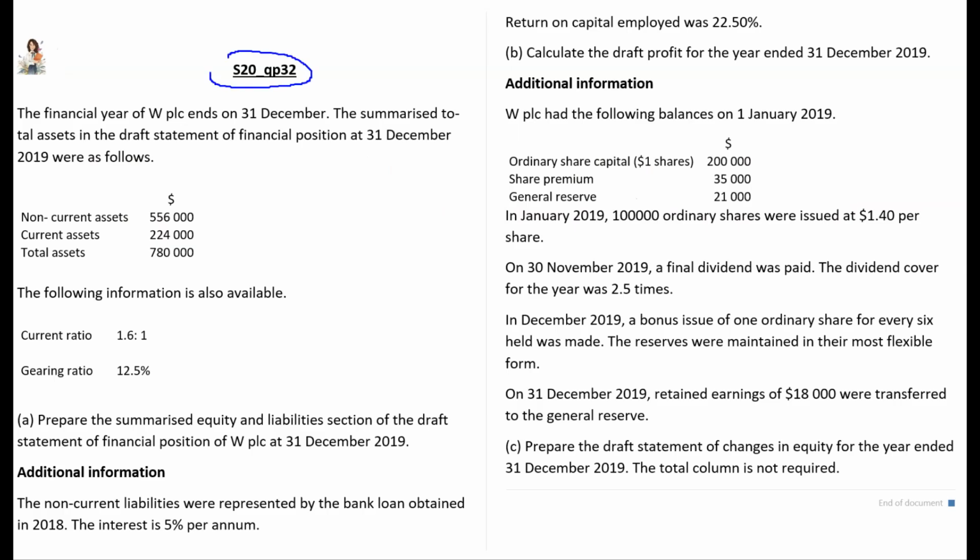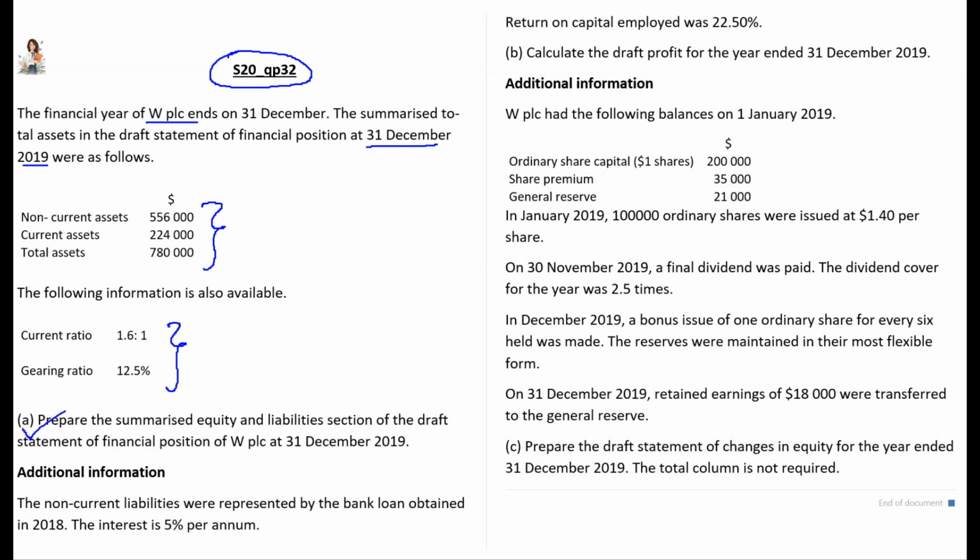This is May-June 2020 paper variant 3.2. We are given the non-current assets and current assets of WPLC for the year ended 31st December 2019. We are also given the current ratio and gearing ratio for the company.